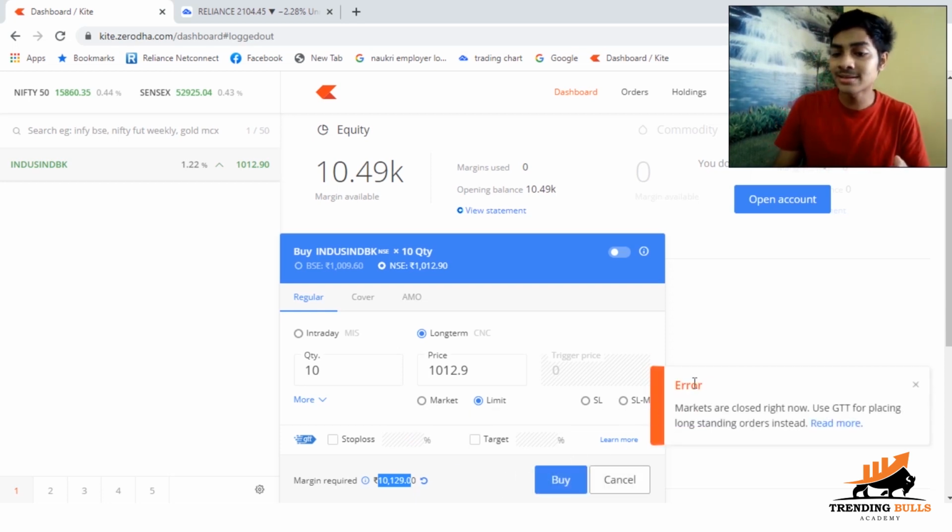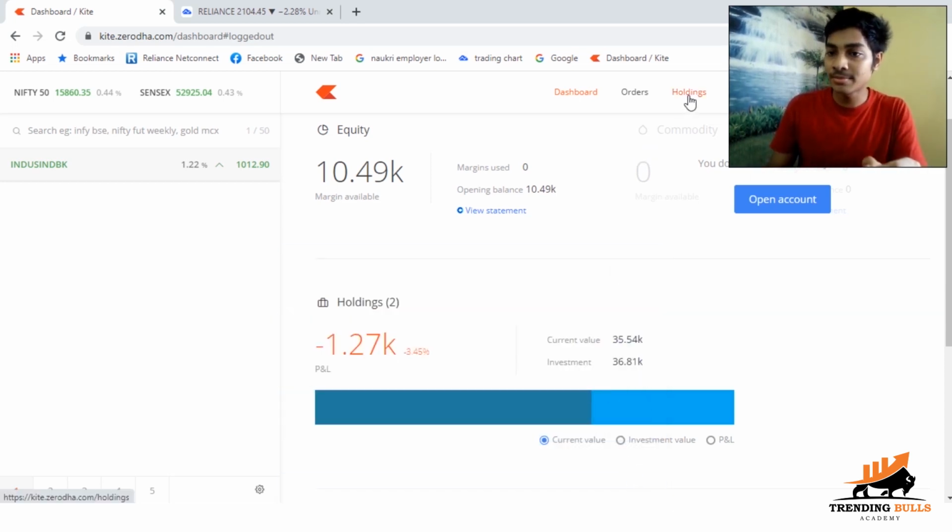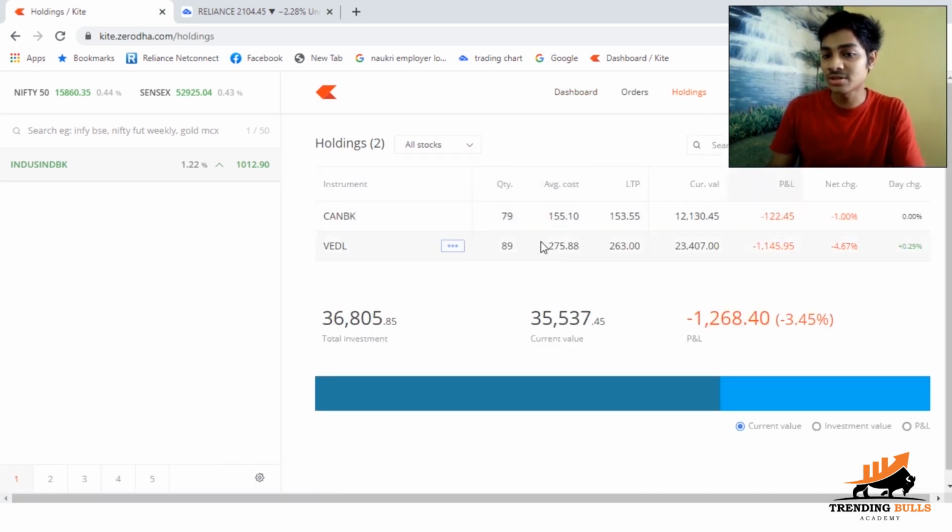Currently it's giving an error saying the market is closed, because I am shooting this when the market is closed. Okay, so this is how you can place your order, and after your order gets executed, after T plus 2 days of settlement, your shares will be reflected in your holdings section. These are the shares I am already holding. Currently it's showing some small losses, but it comes in this holdings section, and the quantity, the average price at which you bought, then the LTP, all those things will be visible.